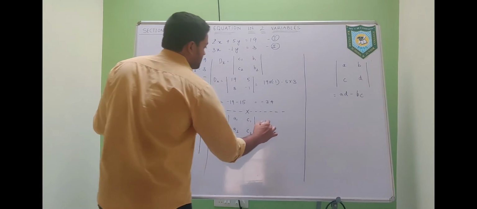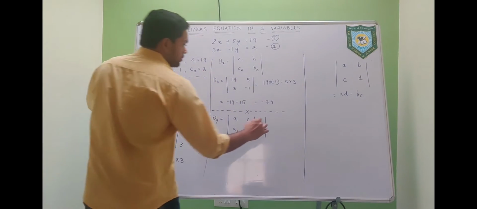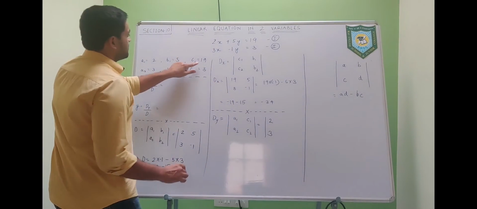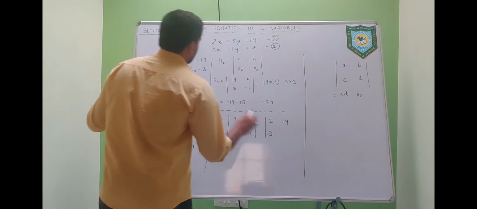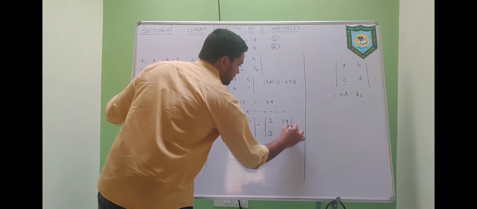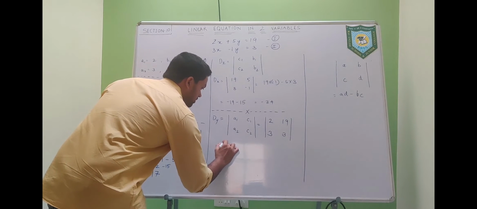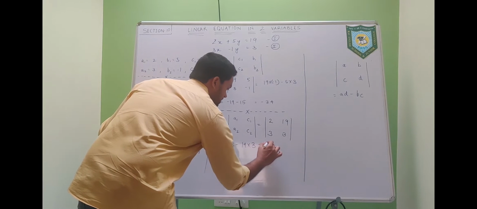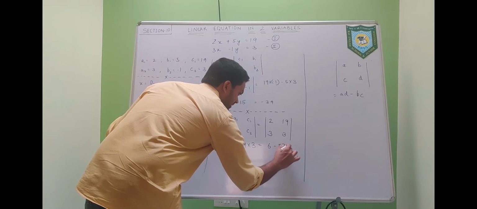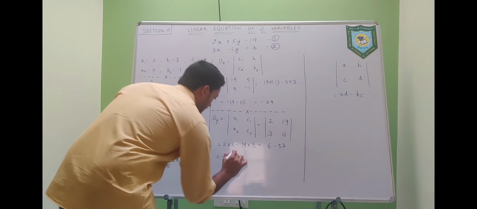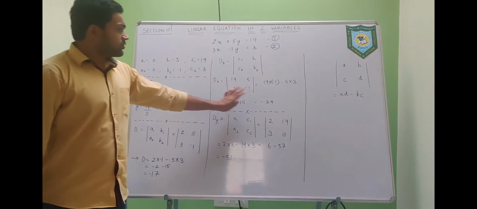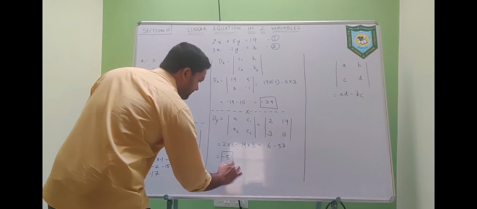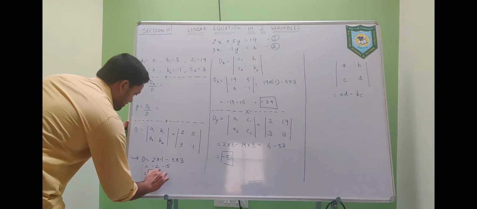So this becomes a1 is 2, a2 is 3, c1 is 19 and c2 is 3. So now this comes out as 2 times 3 minus 19 into 3, which is equal to 6 minus 57, which is equal to minus 51. Now I have my values for dx, which is this, dy, which is this, and capital D, which is this.